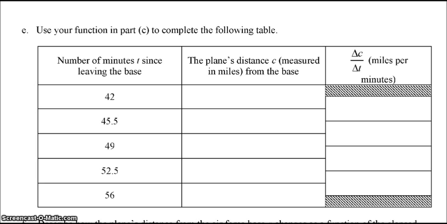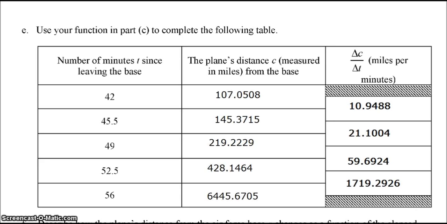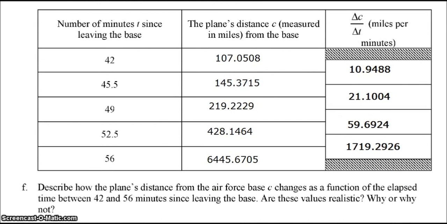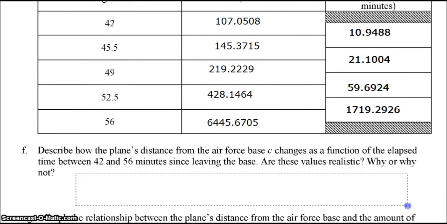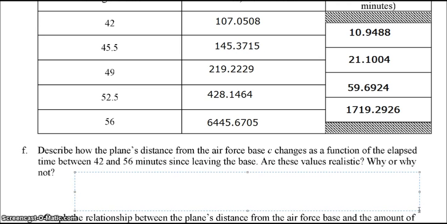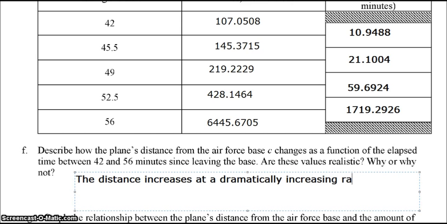Okay, so again, just plugging these values into the tangent function, computing the average rate of change, I'm going to go ahead and fill out this table. So notice that the plane's distance is increasing, but now you can see that the rate is increasing pretty dramatically. Describe how the plane's distance from the Air Force Base C changes as a function of the elapsed time between 42 and 56 minutes since leaving the base. So it appears the distance increases at a dramatically increasing rate.